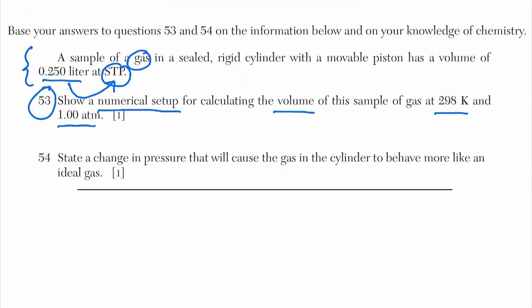So we have a volume initially at standard temperature and standard pressure. And the question is asking, what would be the new volume if I change that temperature to 298 Kelvin and change that pressure to 1 atmosphere? So this has got to ring some bells that this is a gas law problem, and I need a gas law equation to solve this. Even though we're not solving, we're just going to plug the numbers in.